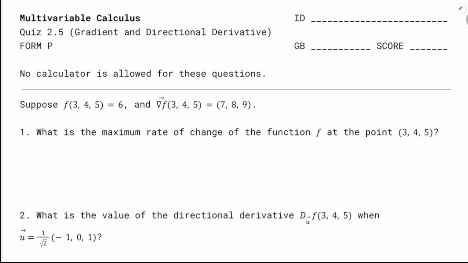Alright, in this video, I'm going to be working some gradient and directional derivative examples. I'm going to be working through Form P of the Multivariable Calculus Quiz 2.5.